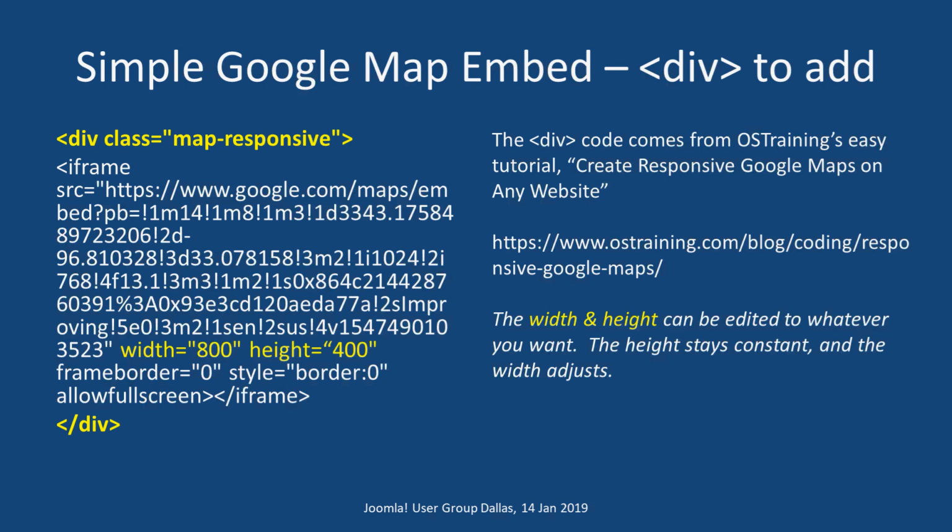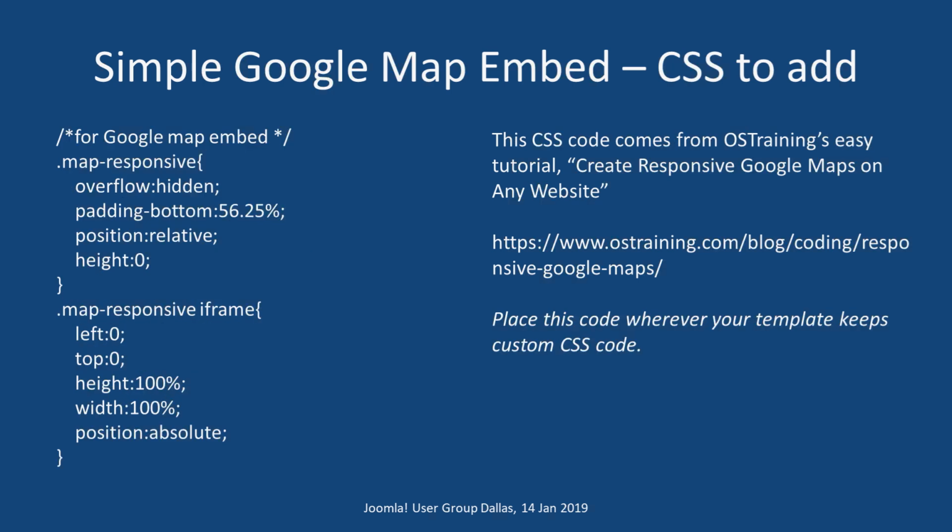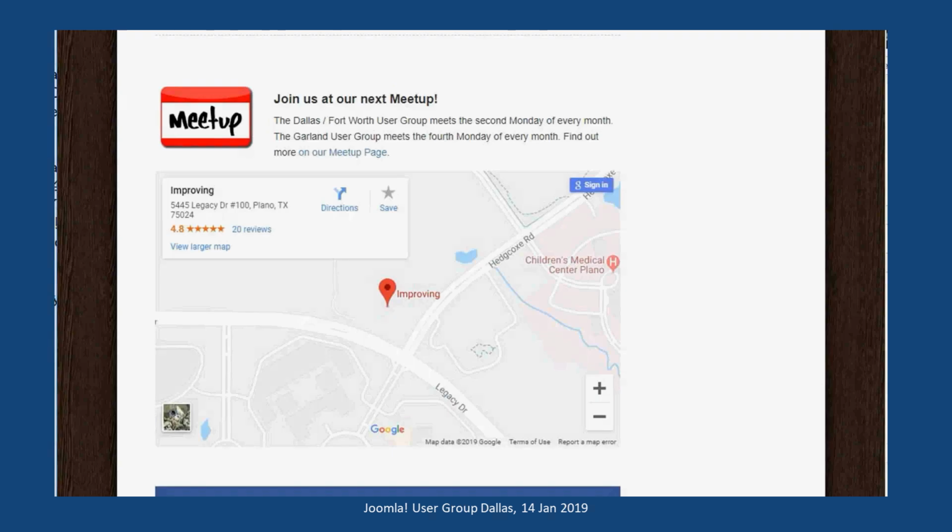First of all, you wrap your iframe in a div with a class, map responsive. And then you grab this CSS code and put it in wherever your theme or template has you put custom CSS code. And that's it. Now your embedded map is responsive. Let me actually pull over.